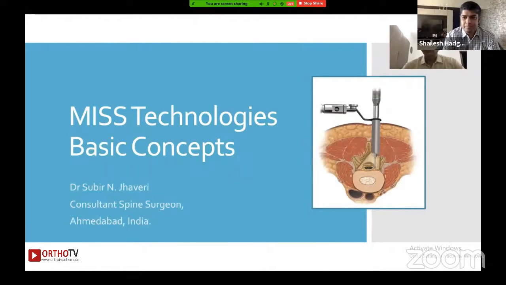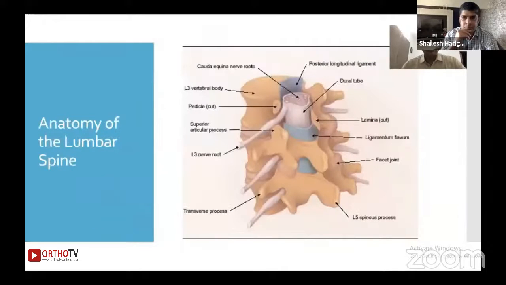Let us begin this workshop on MIS technologies, especially the tubular discectomy and tubular system, in the morning, with the first session on basic concepts. I'm sure all of you are quite aware of the anatomy of the lumbar spine with all its nitty-gritties, and the nerve roots and the dural tube and the various bony landmarks as well.